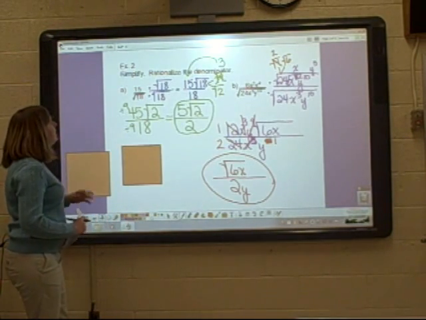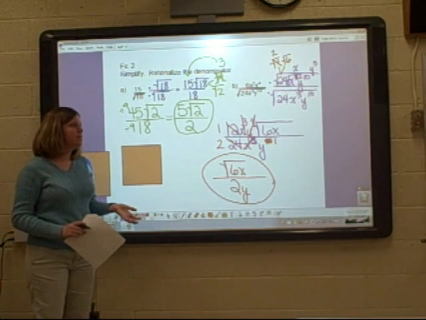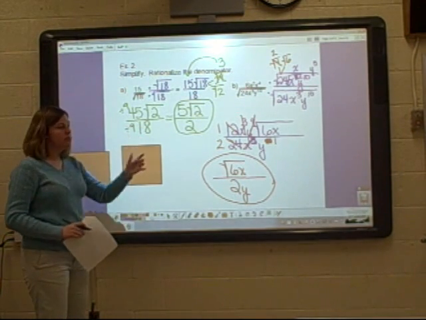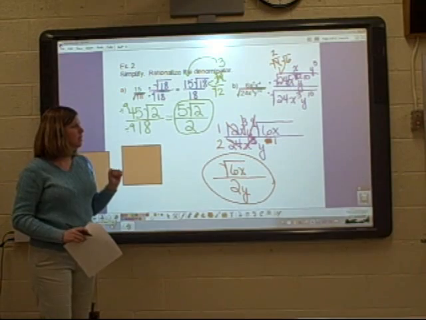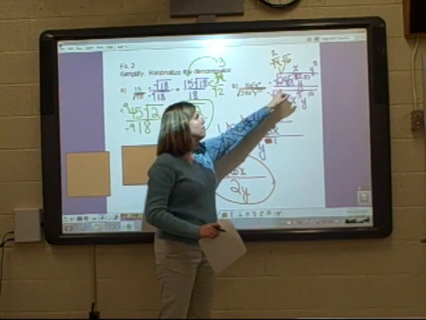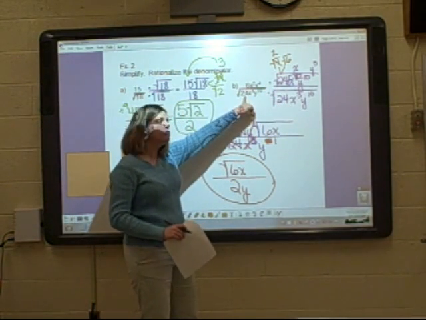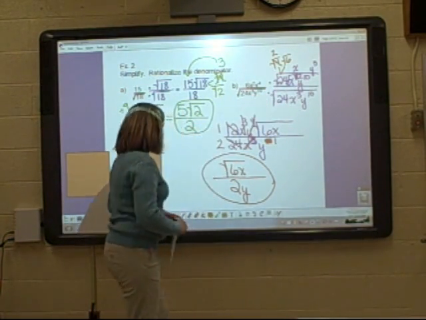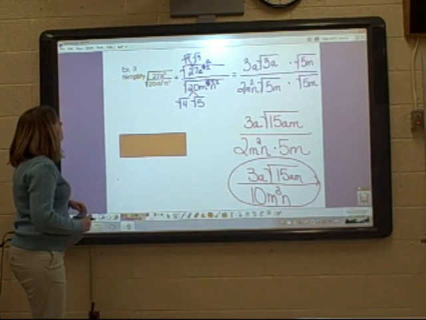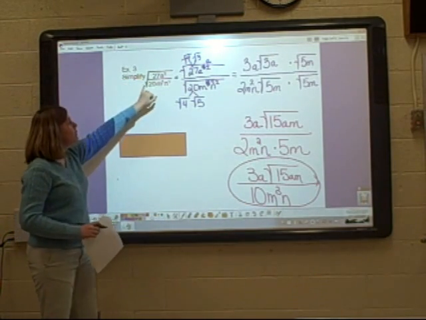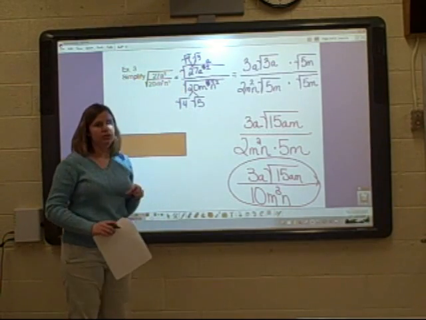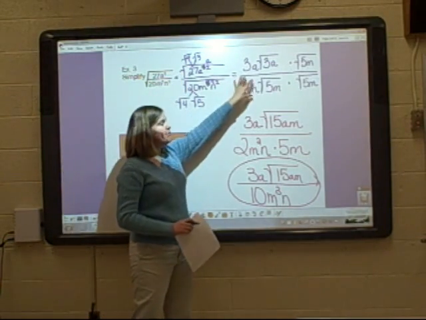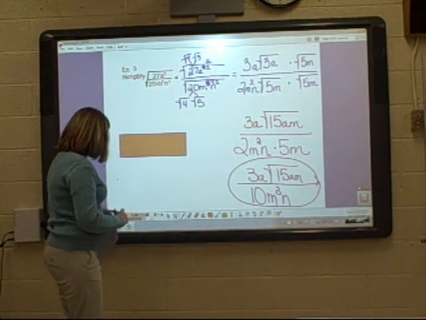In example 2, we learned how to rationalize the denominator, and these are the easier ones. We multiplied the top and the bottom both by the square root of 18. We multiplied the top and the bottom both by the square root of 24, x to the third, y to the 10th. In example 3, it was given to us as one big square root, and I separated it into two, simplified it, then rationalized the denominator.